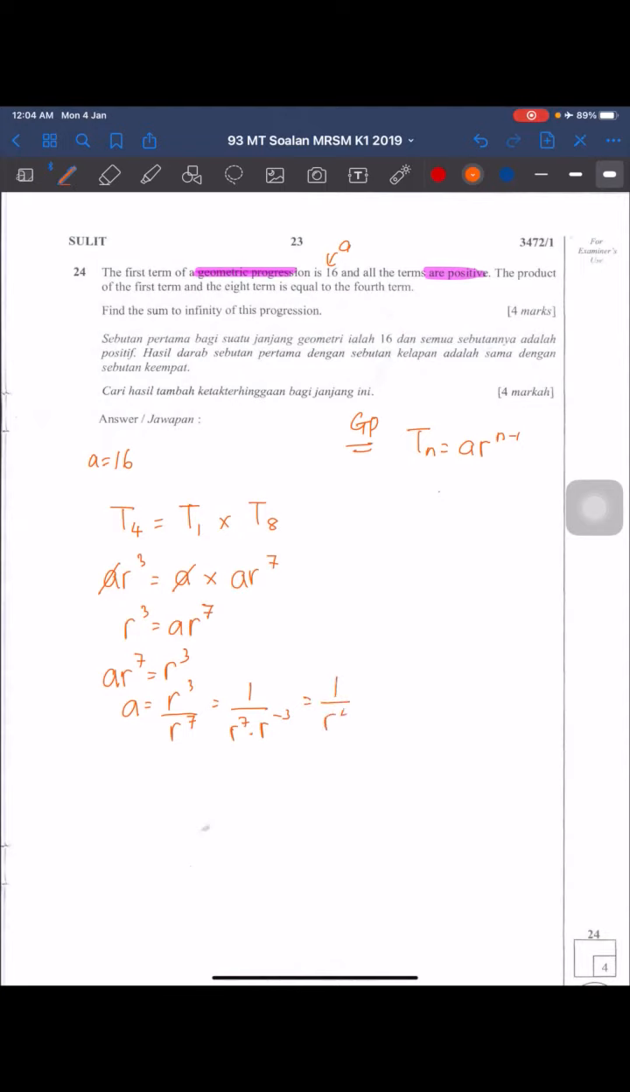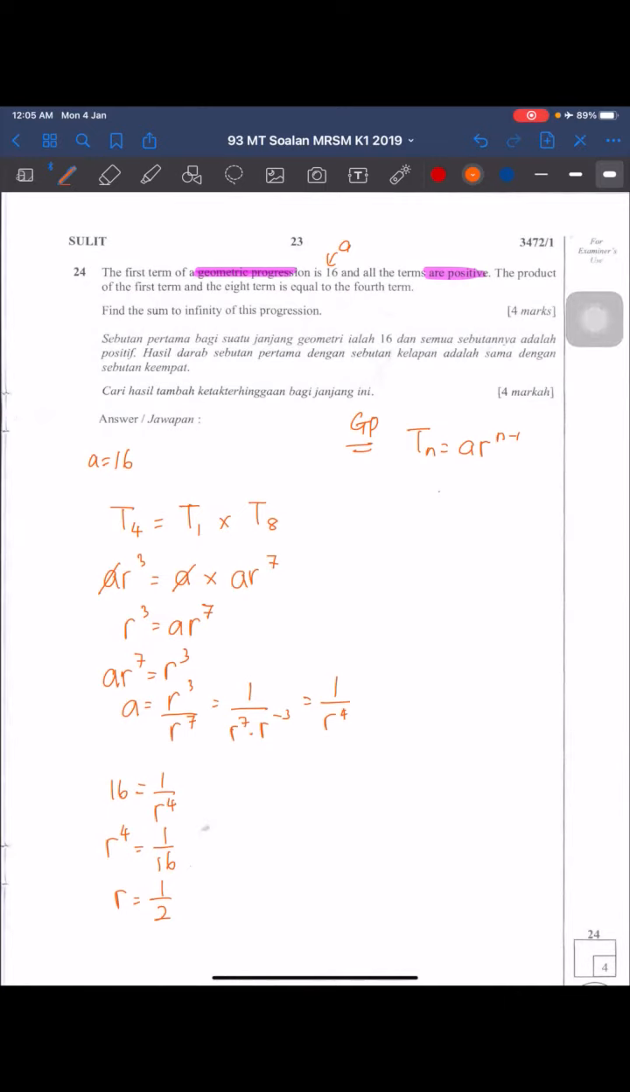So it's equals to 1 over R4. Okay, so from the question, saya tahu A saya adalah 16 kan. So 16 is equals to 1 over R4. So R power of 4 is equals to 1 over 16. So R is equals to punca kuasa 4 of 1 over 16, 1 over 2. Okay, kenapa kita ambil 1 over 2? Sebab dia dah kata sini all positive.